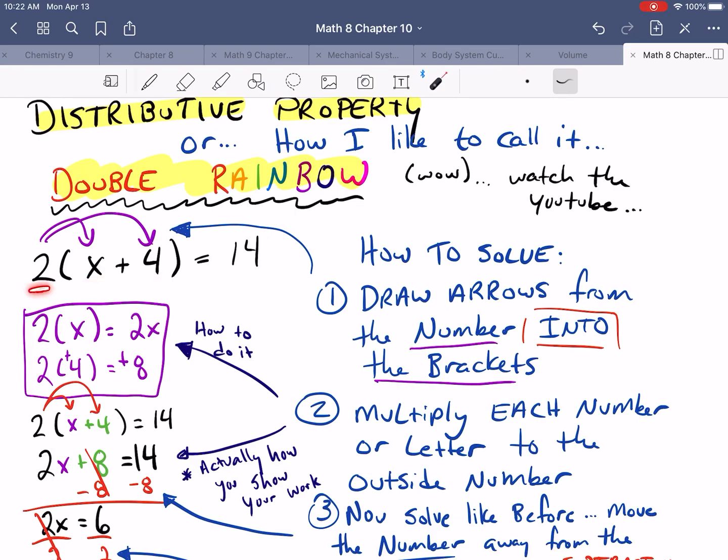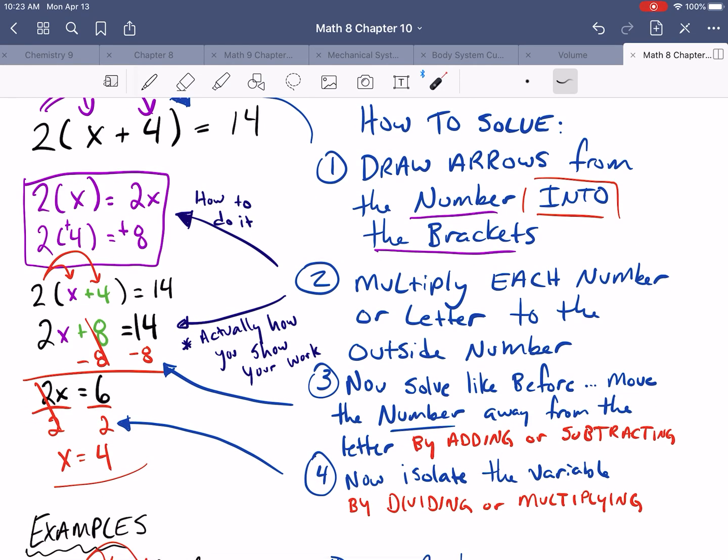This means that you multiply the 2 to the x first, and that's what this first arrow means. So here is the first part: 2 times x is 2x. And then we do the second arrow, which is 2 times positive 4, and that is positive 8. But how we would actually draw this is we would solve it just like this down here. This is how you would show your work if you were solving this question.